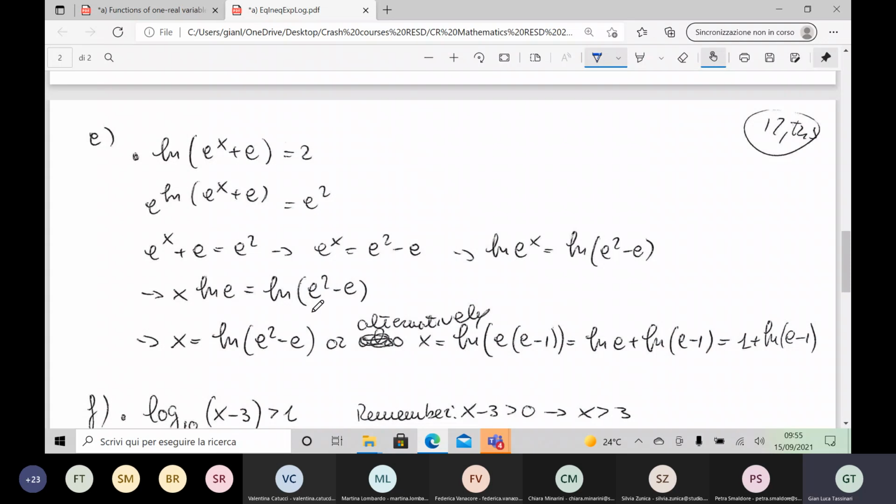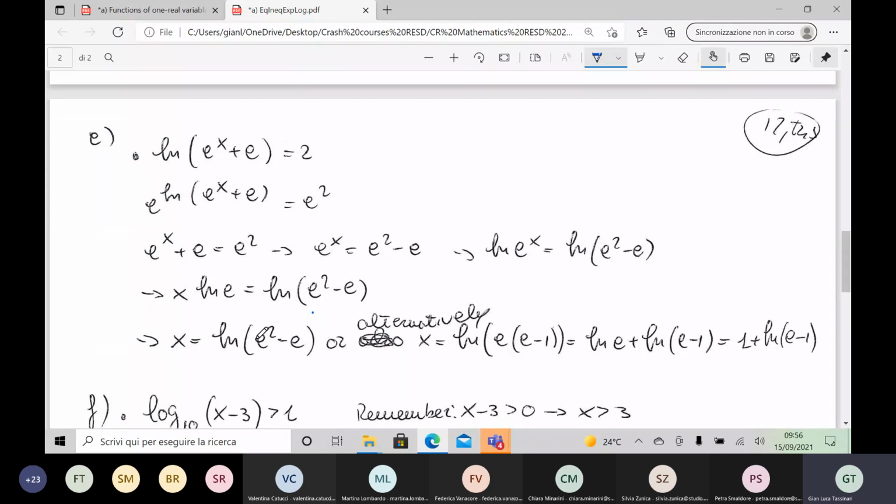Now, guys, which is ln of e? Ln of e, remember, means the logarithm with basis e of e. The logarithm with basis a of a is 1. So ln of e is 1. So you got that x is equal to this logarithm, and one can stop here. This is a solution. Is the solution acceptable?